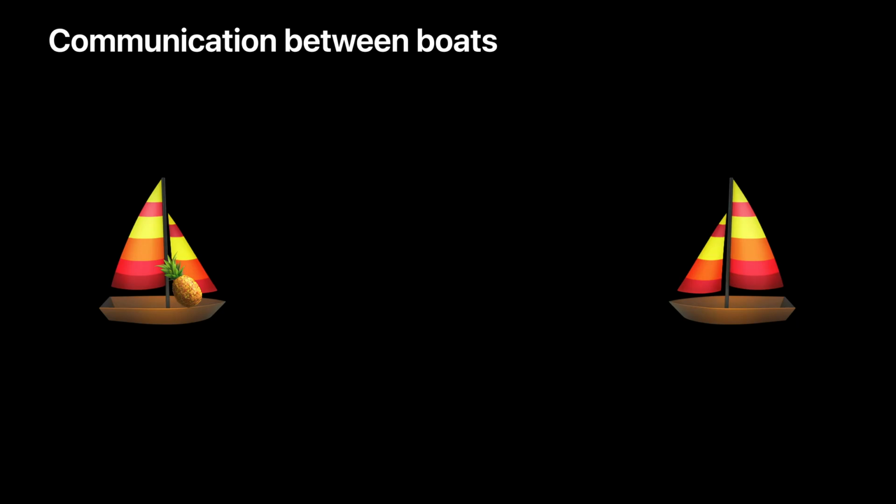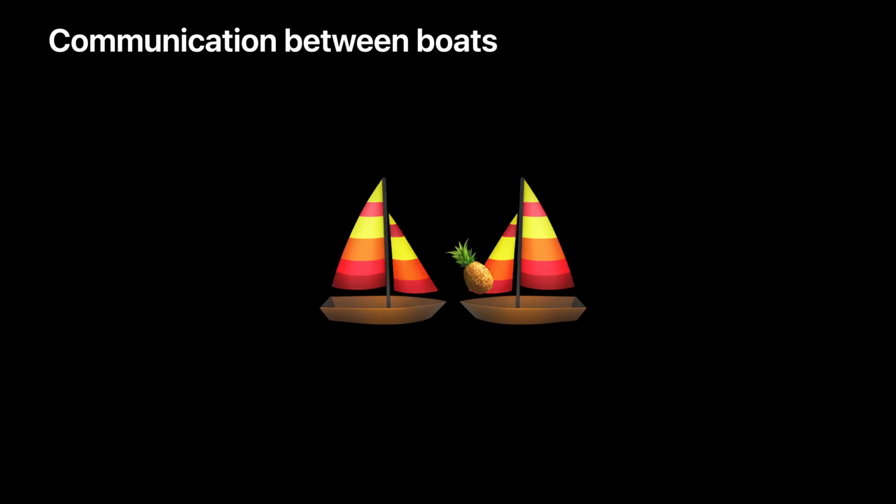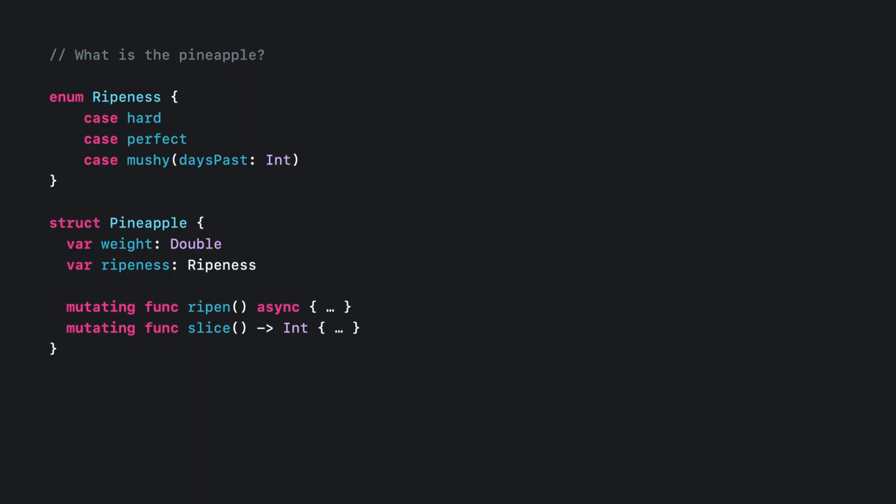Let's add some communication. For example, one boat might have a pineapple that it wants to share with another boat. So the boats meet on the open sea, and we transfer the pineapple from one boat to the other. Now this is where the physical analogy breaks down a little bit, because this pineapple is not a physical item that moves from one boat to the next, it's data. And in Swift, we have a couple of different ways we could represent that data. How do we define our pineapple type?